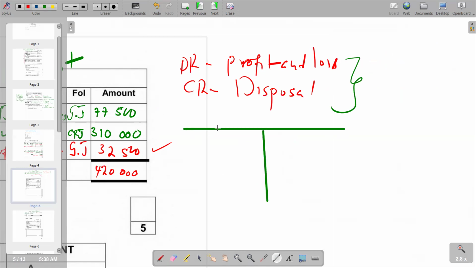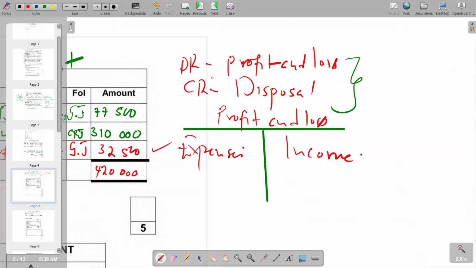We are saying in our profit and loss account, we see expenses on the debit side, and we see income on the credit side. So we are debiting profit and loss with this figure. So it's going to the debit, it's an expense. So if it's an expense, it's going to be loss on disposal.